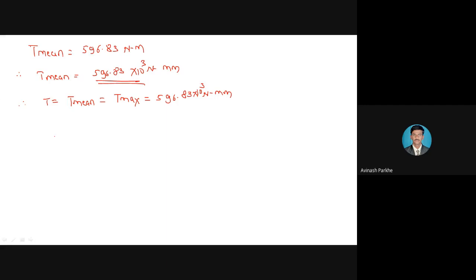Only shear stress is mentioned. Therefore, capital T upon J is equal to tau upon RO, because hollow shaft is given. If the hollow shaft is there, we have to take the RO. If the solid shaft is there, we can write only capital R. Now put the value of T, put the value of J, pi by 32, DO raised to 4 minus DI raised to 4. Shear stress is also given, 85. RO means DO divided by 2. And tell me the external diameter.